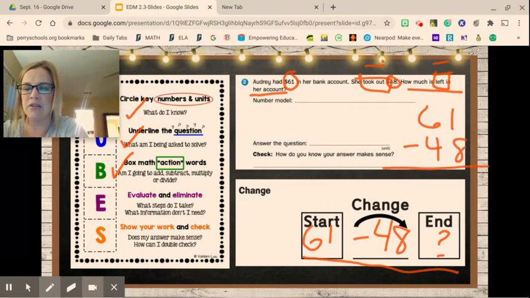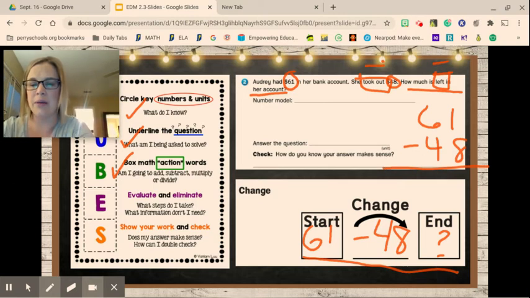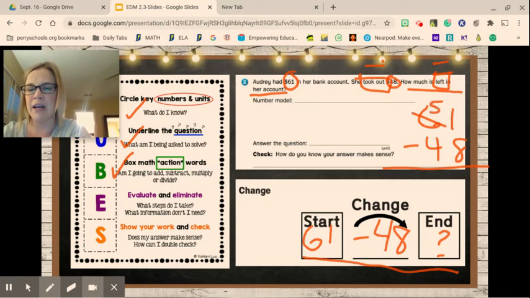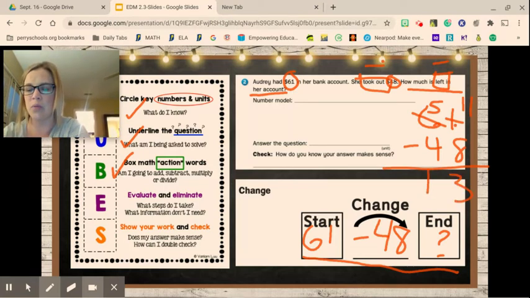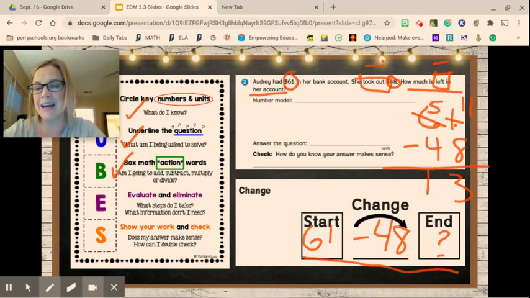I can't do 1 minus 8, so I'm going to go to the 10 and trade. Instead of having 6 tens, I'm going to have 5 tens, but I have to add that 10 to the ones place, so I have 10 plus 1 is 11. Now I can subtract. 11 minus 8 is 3. 5 minus 4 is 1. She has $13 left.